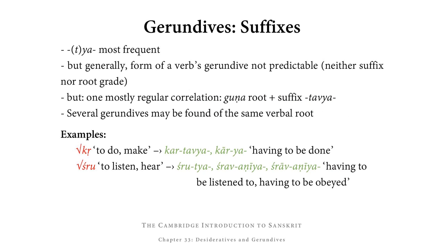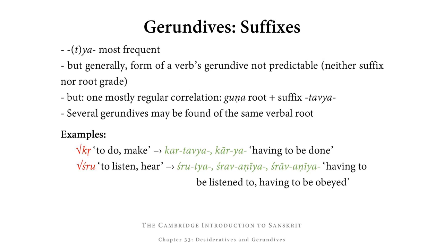Among the three gerundive suffixes, ya and its alternative form tya are the most frequent, but in general the form of the gerundive of a verb cannot be predicted, neither the suffix nor the root grade. There is one mostly regular correlation, and that is in front of the suffix tavya we typically find the verbal root in guna, but as was just said, we cannot predict whether a particular verbal root is going to use the suffix tavya.